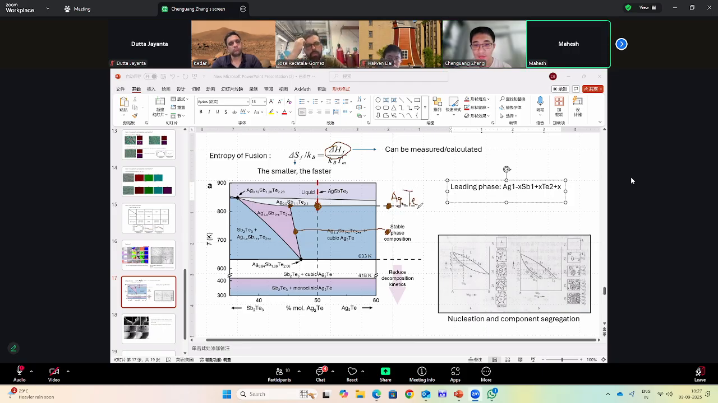Can we run Monte Carlo simulations for this? Kedar? Actually, I have no idea on this. But for the silver telluride, there are some papers on measuring it. This should be the 8 cal per gram, because it's a single phase, but there is no record on the silver antimony telluride.